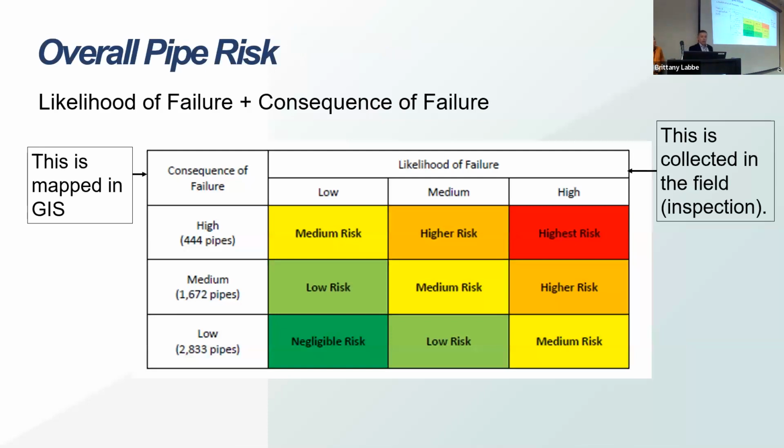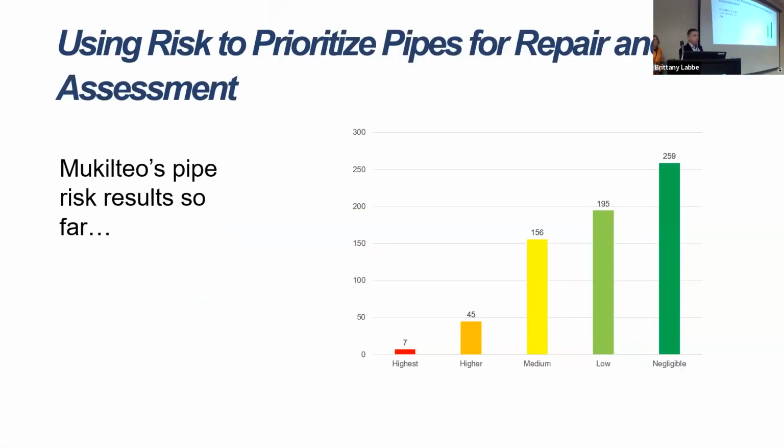So as Erin said, there were the two factors, the consequence of failure. So with the consequence of failure, the map you saw that had the red, green, and yellow lines on them. Out of that, we found that there were 444 pipes that were high consequence of failure, 1,600 were medium, and 2,800 were low. Then we went over to the likelihood of failure, where we have low, medium, and high. So we would compare those with each other as we go through the inspections.